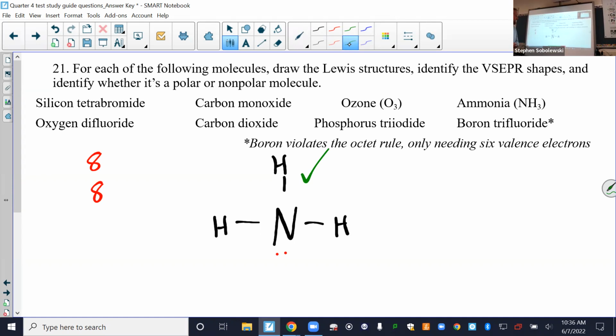All right, for a VSEPR shape, we're just going to count the electron domains. There are 4 of them. There are 3 bonding pairs or 3 bonding regions and 1 non-bonding. So what do we get? 4, 3, 1, trigonal pyramidal.